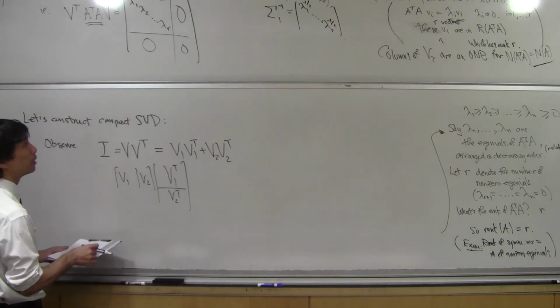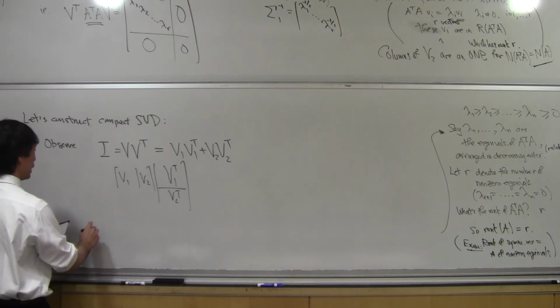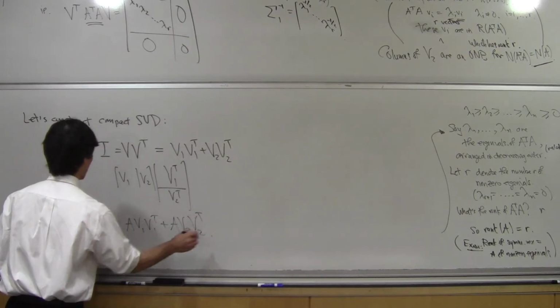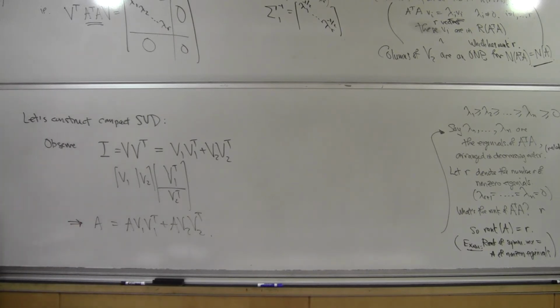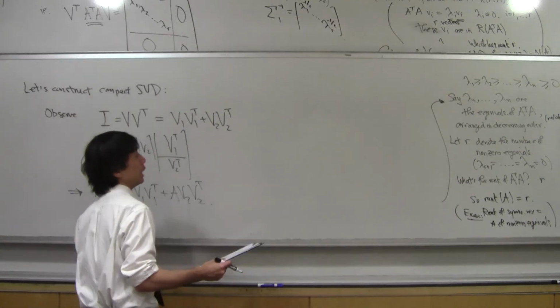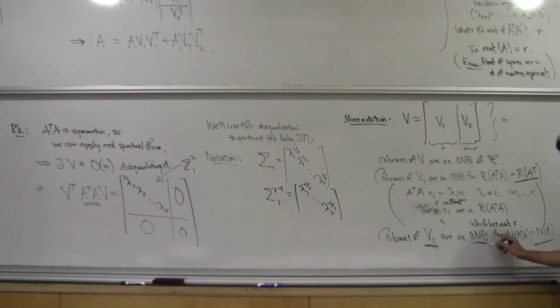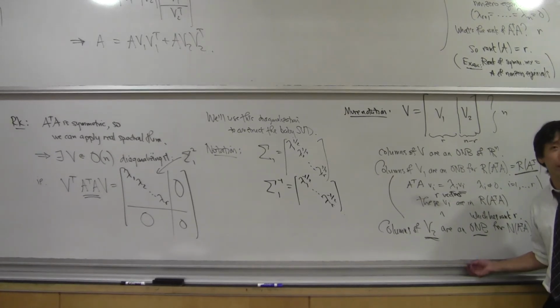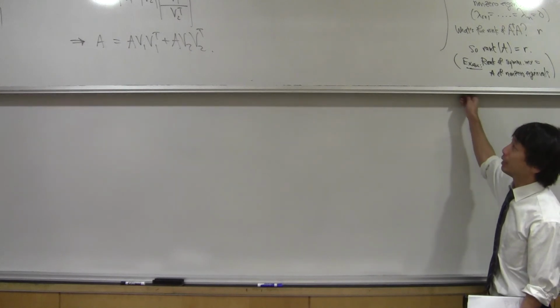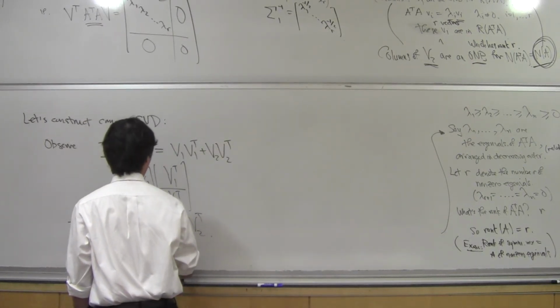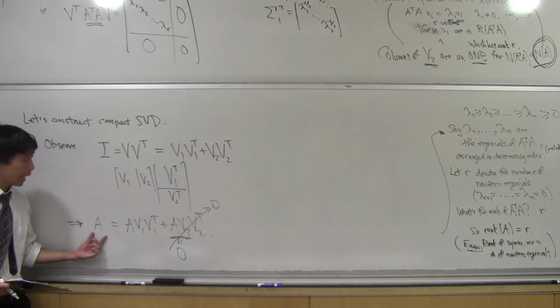But then A = A I is A V1 V1 transpose plus A V2 V2 transpose. Now let me come back to here. The columns of V2 are an orthonormal basis for the null space of A. So what's A V2? It's 0, because A acts on every column and it becomes 0. So this is 0, and so this whole second term is 0. That means that we can express A as something like this.